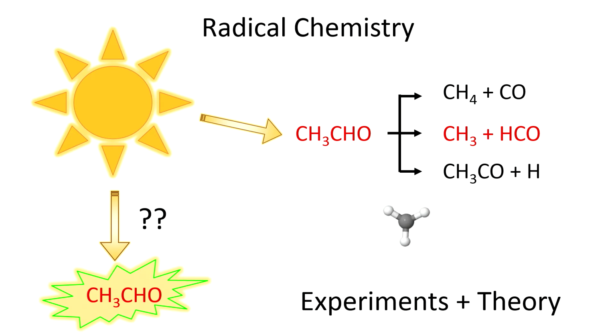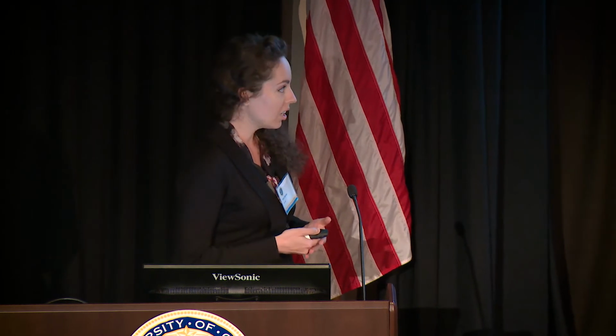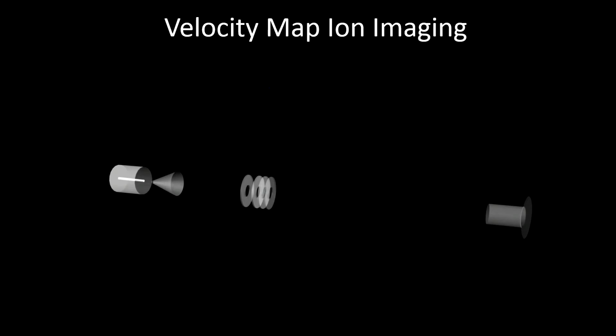So we use advanced experimental techniques coupled with high-level theoretical calculations to help us gain a deeper understanding of fundamental photochemistry. Now, I do experiments using lasers to simulate the sun, coupled with imaging techniques to help us answer some of these questions. So I use a technique known as velocity map ion imaging, where this machine was home-built in our lab in the Murray group.